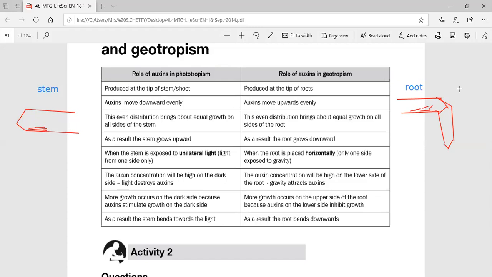Remember, a high concentration of auxins here inhibits growth, but a high concentration of auxins in the stem will stimulate growth. Therefore, the lower side will have more cell elongation and more growth as compared to the upper side. So this one will grow more, causing this stem to now bend and grow upwards, seeking out the light.